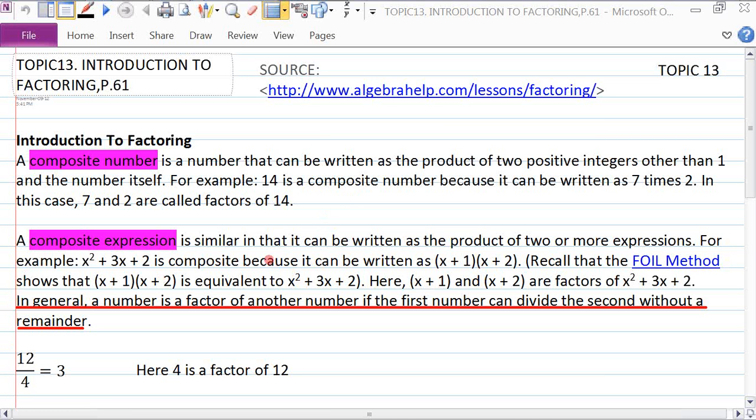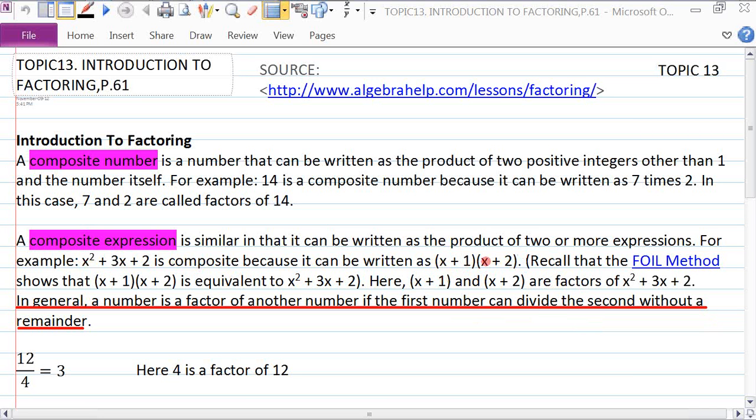A composite expression is similar in that it can be written as the product of two or more expressions. If we take the trinomial x squared plus 3x plus 2, we can write it as x plus 1 times x plus 2. In other words, this expression is equivalent to this. How do we get that? We use what's called the FOIL method.